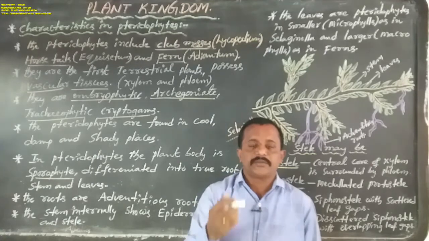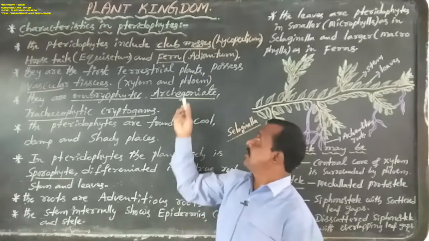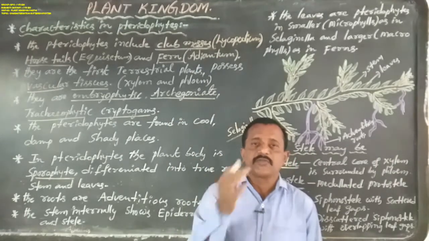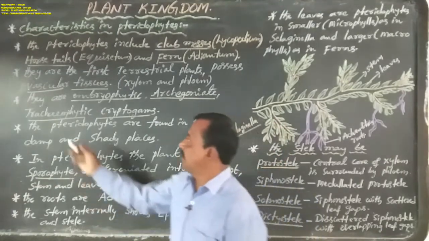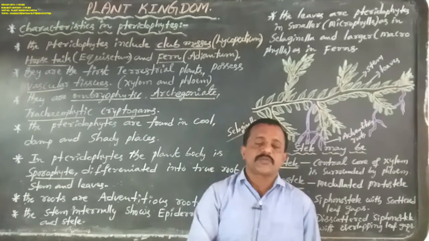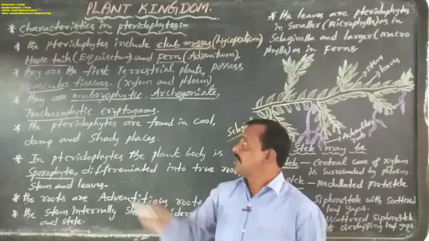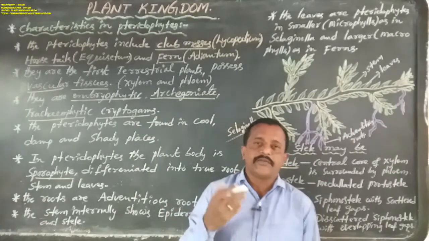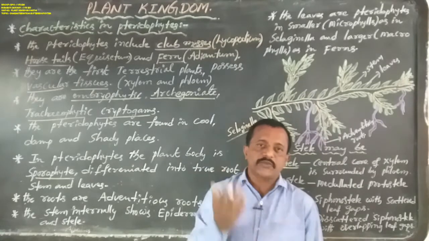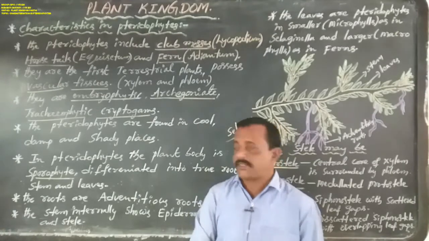Embryophytes are seen in bryophytes, pteridophytes, gymnosperms and angiosperms. Archegoniates are seen in bryophytes, pteridophytes and gymnosperms, not angiosperms. Tracheophytes are seen in pteridophytes, gymnosperms and angiosperms, not in bryophytes. Algae, fungi, bryophytes and pteridophytes are all cryptogams, but gymnosperms and angiosperms are phanerogams, that is flowering plants.